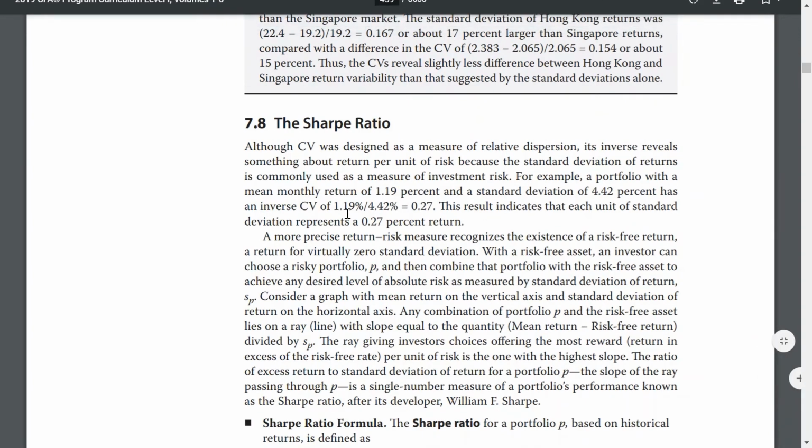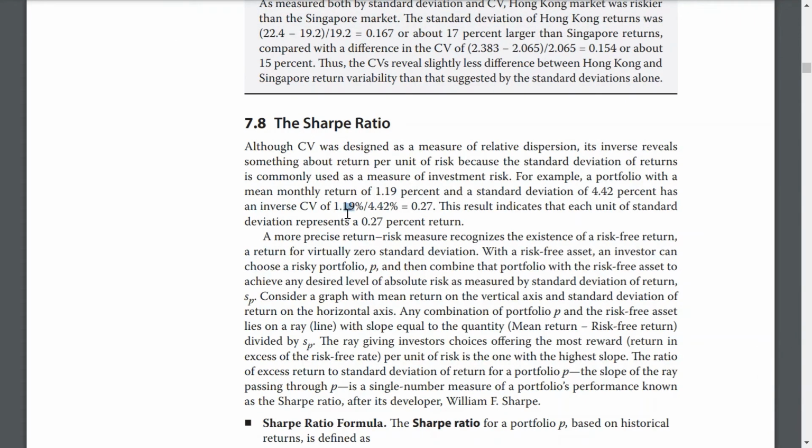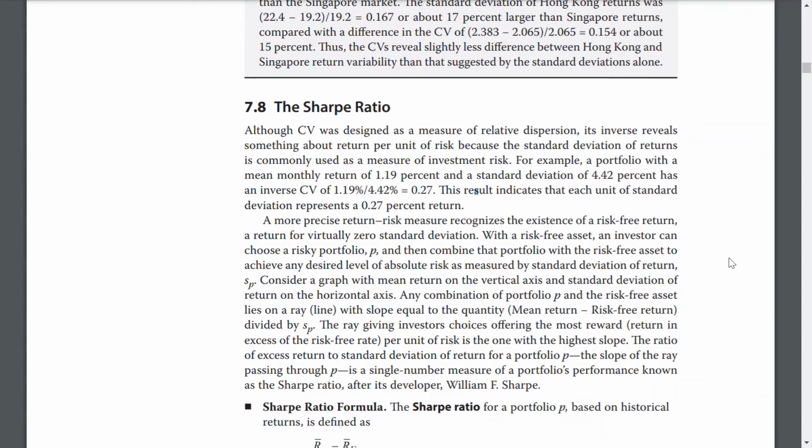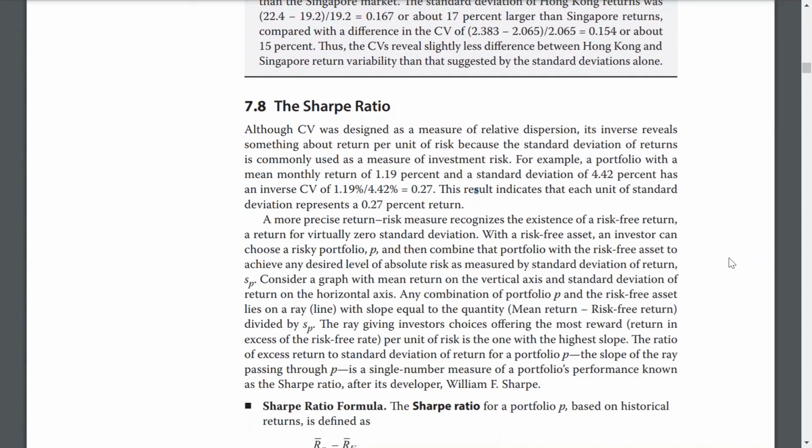7.8, the Sharpe ratio. Although the CV was designed as a measure of relative dispersion, its inverse reveals something about return per unit risk, because the standard deviation of returns is commonly used as a measure of investment risk. For example, a portfolio with a mean monthly return of 1.19% and a standard deviation of 4.42% has an inverse CV of 1.19% divided by 4.42%, which is 0.27.